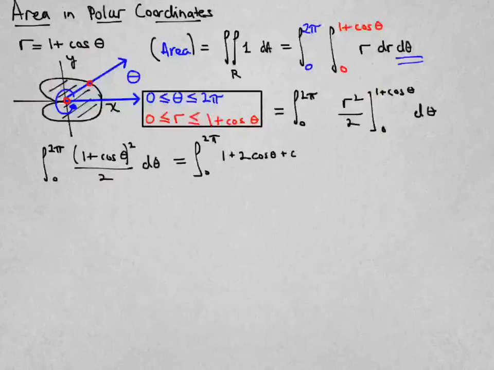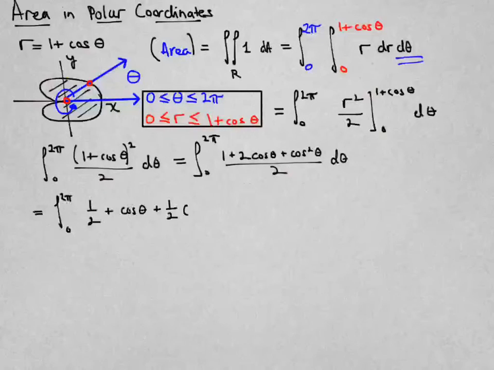So you'll have 2 cosine theta, and then cosine squared of theta, and everything was over 2. Let's break that into individual terms now. I'll have 1/2, and I'll have 2 cosine over 2, so just a cosine term, and cosine squared over 2, which is 1/2 cosine squared. This term is easy to integrate, it's constant. This one's easy to integrate, but this one is a square of cosine, and in order to calculate its integral you'll want to use a power reduction formula.